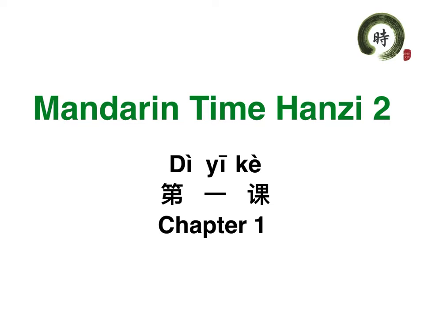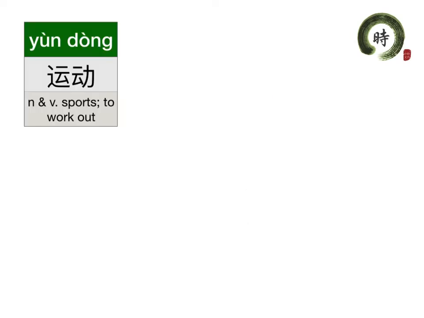Today, we will start a new level of learning 汉字。今天我们学第一课。Now, let's learn the first chapter. 今天的第一个单词是运动。So the first new word here is 运动。运动 means sports. Let's take a look of the first character here.